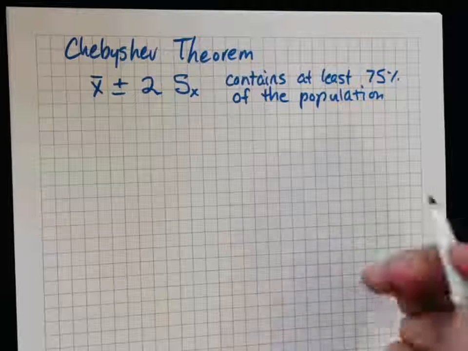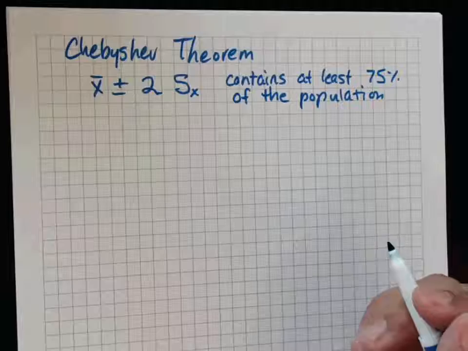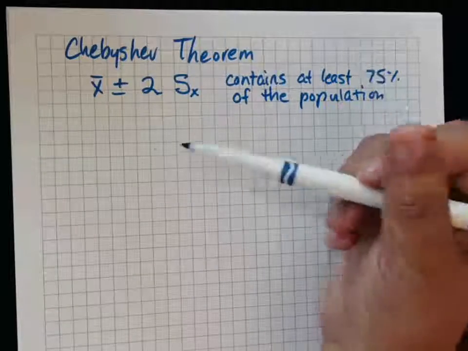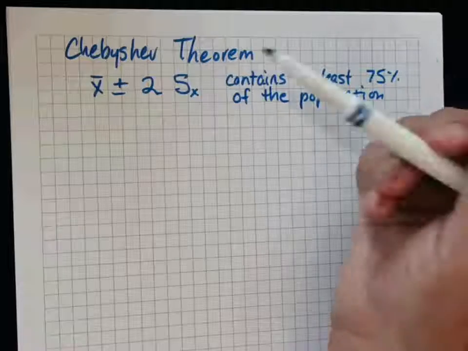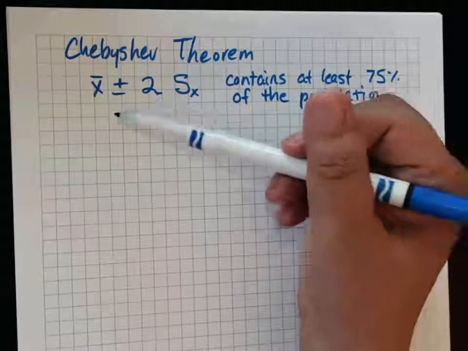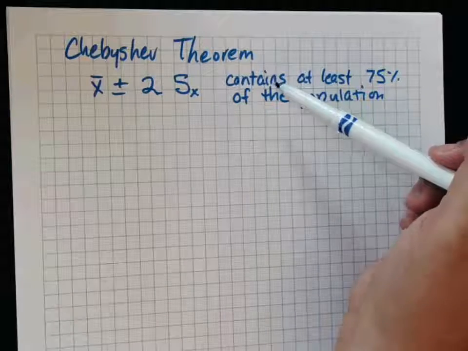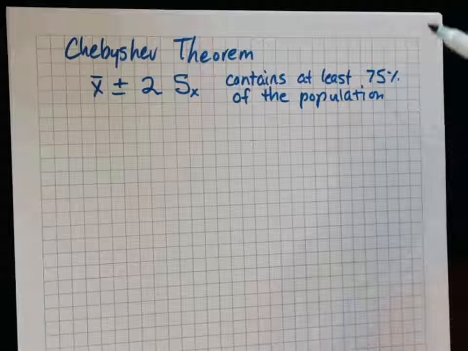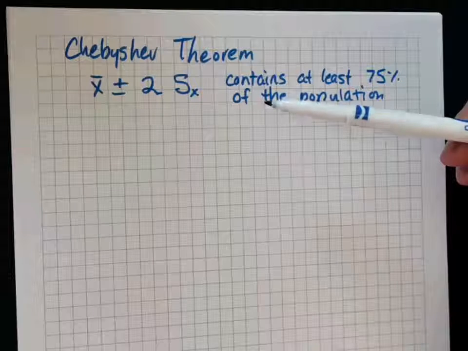Now we're going to look at something really cool called Chebyshev's Theorem. Actually, this is not normally taught in AP Stats, but this brilliant mathematician discovered that if you go 2 standard deviations away from the mean, you will contain at least 75% of the population. What's amazing about this is it doesn't matter what kind of distribution you have.